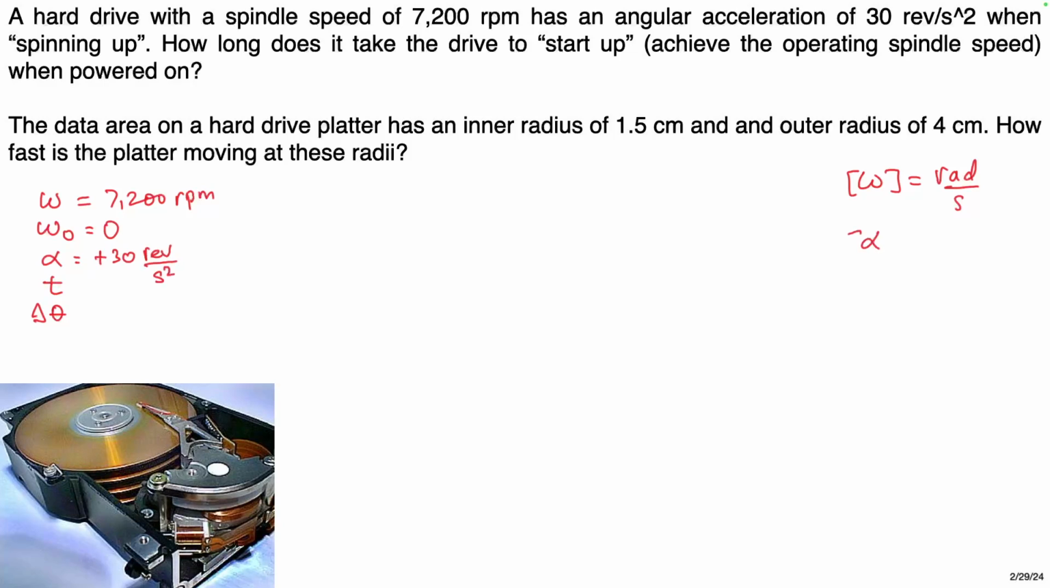And again, alpha should have units of radians per second squared. So revolution per second squared is not a standard unit. So we got to convert that. Okay, and why positive? Why am I saying the acceleration is positive? Is it speeding up or slowing down? Speeding up. Okay.